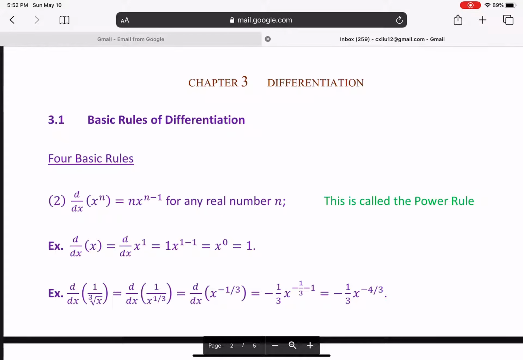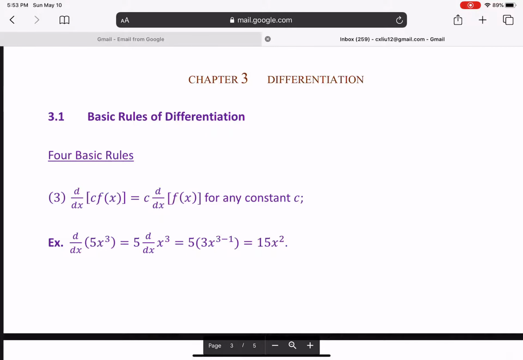Another example is the derivative of 1 over the cube root of x. So this is a power function, but we need to rewrite the function in exponential form. So we get 1 over x to the 1/3, and then we write it as x to the negative 1/3. And then we can use the power rule to get negative 1/3 times x to the negative 1/3 minus 1, which is negative 4/3. So the final answer is negative 1/3 times x to the negative 4/3.